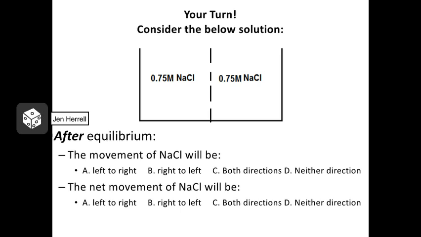So we have this solution that's at equilibrium. Now you might think, okay, well, there's no reason for the molecules to move around now, so the movement might be neither direction. But remember, anytime I'm asking about just movement, the answer is always both directions. Even though equilibrium has been reached, those molecules are still going to be moving around both directions all the time. Okay, that's just the nature of Brownian motion. Now what about net movement? After equilibrium has been reached, there is no net movement. So the answer to the net movement question would be neither direction. There's no particular reason for a molecule to move left to right or right to left, so it's neither direction.